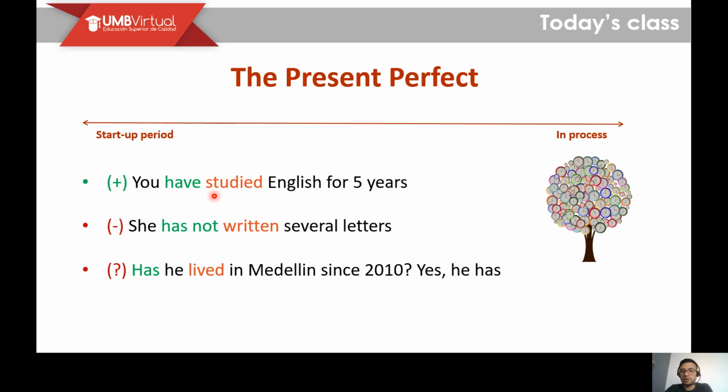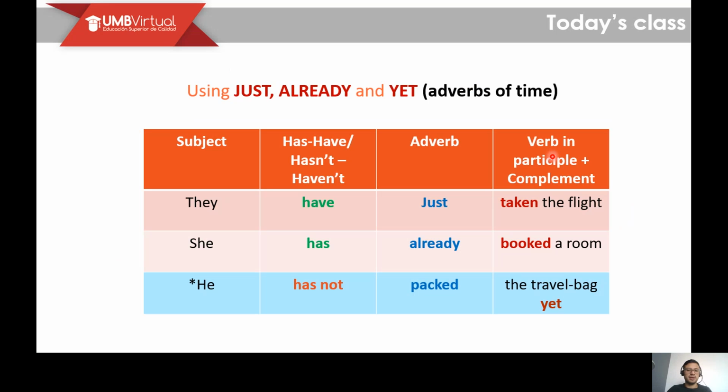Sometimes it is regular, like this, studied. That is the same way that you use for the simple past, but sometimes it changes. For example, write is an irregular verb, so you have the verb written. She has not written several letters. Lived is a regular one. So that is why you have different forms, and you have to be careful and look for the correct conjugation for the past participle.